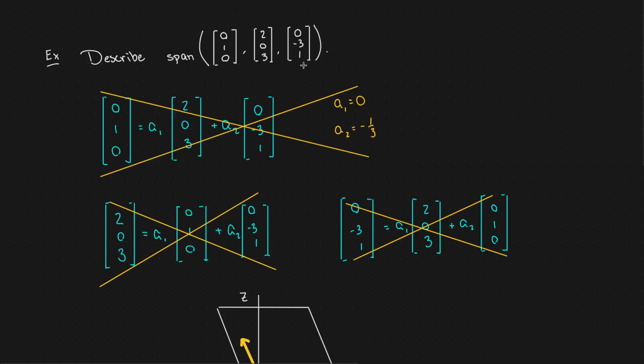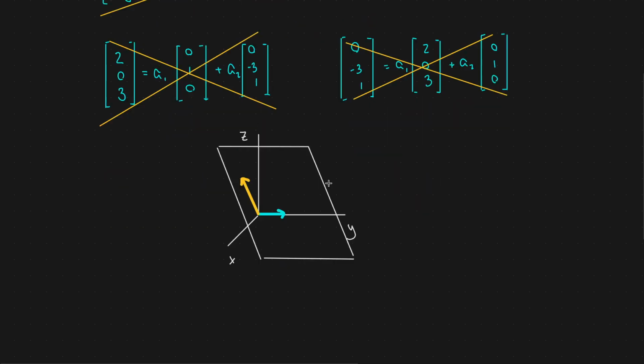And then my last vector, 0, negative 3, 1, allows me to move away from the plane. It's kind of hard to draw. I'll draw it this way. It allows me to move away from the plane, okay, to the rest of space. So with all 3 of those vectors together, I will be able to reach anywhere in 3-dimensional space.